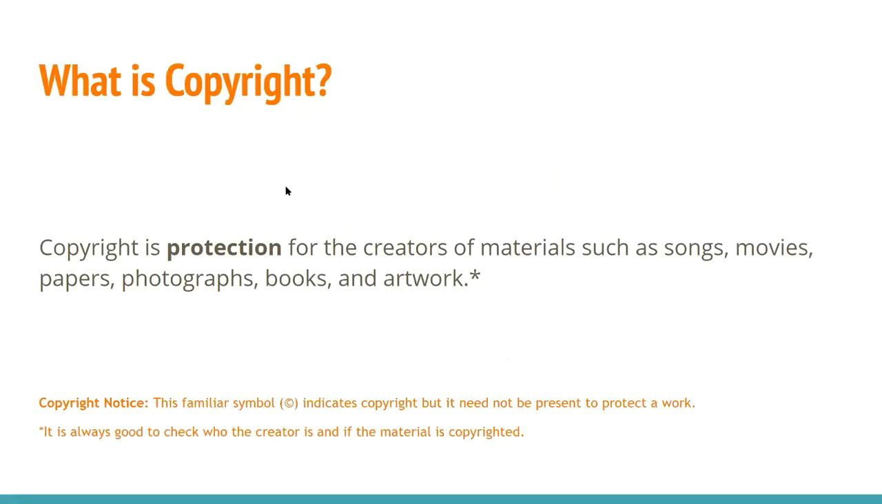What is copyright? Copyright is protection for the creators of materials such as songs, movies, papers, photographs, books, and artwork. It is always good to check who the creator is and if the material is copyrighted. Copyright notice: this familiar symbol of a C with a circle around it indicates copyright, but it need not be present to protect a work.